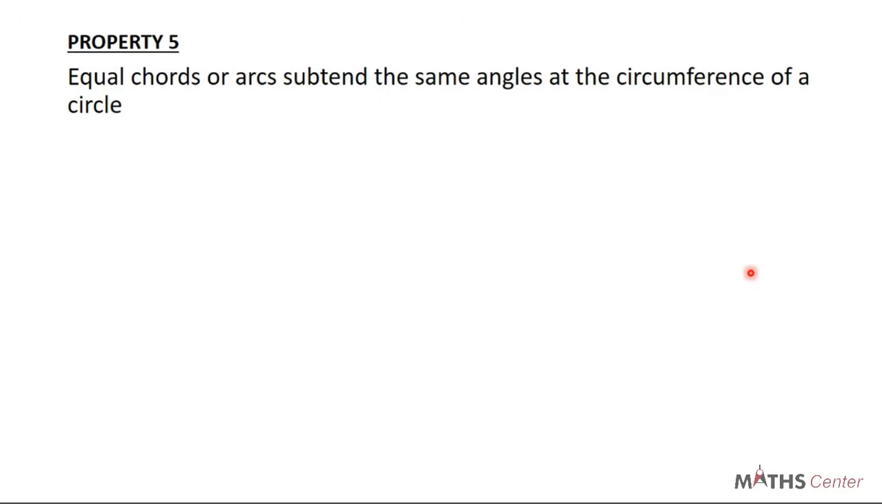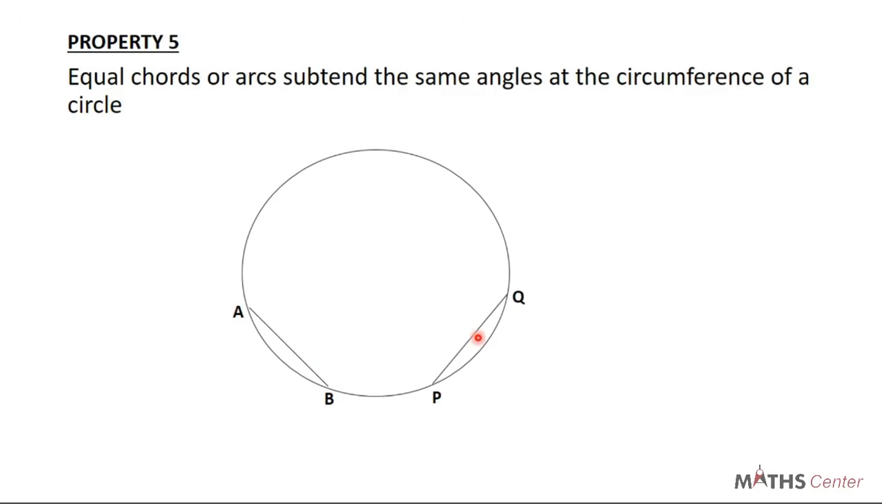Equal chords or arcs subtend the same angles at the circumference of a circle. What does this property also mean? Let's say we have this circle here. We have this chord here called AB. We have another chord in the circle called PQ. Now, chord AB is equal to chord PQ. So I've drawn one line here, showing that AB is equal to PQ.